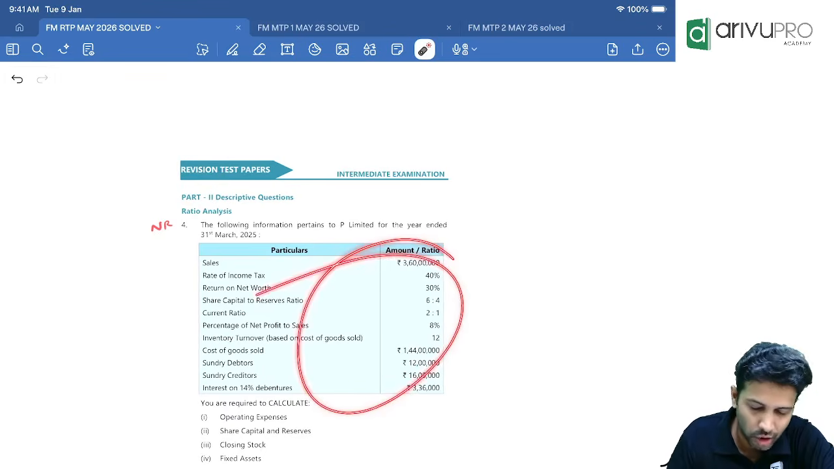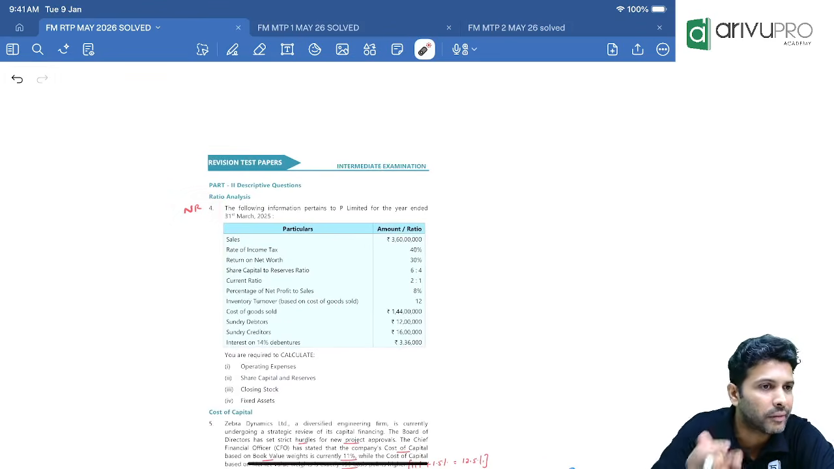Ratio question not there. We have a similar question. When I write NR, it means not required. We have a similar question already there.